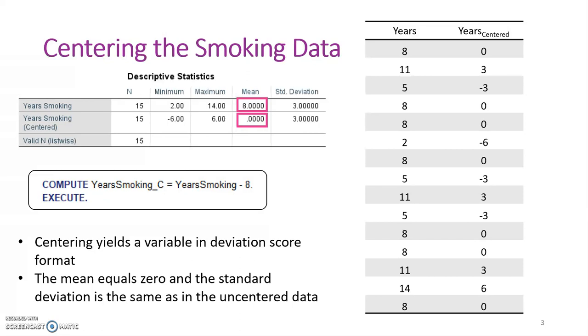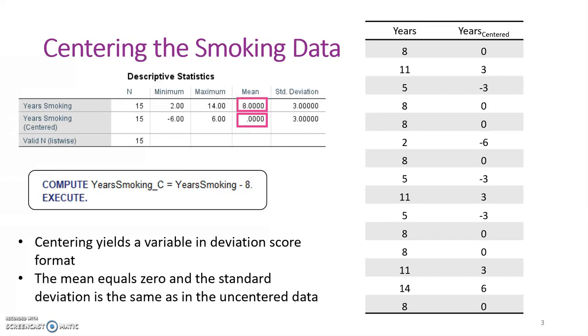Centering yields a variable in deviation score format. This means that the mean of the new deviation score variable is equal to 0, but the standard deviation is going to be the exact same as in the uncentered data. This is how it differs from standardizing a variable. We don't now have a mean of 0 and say a standard deviation of 1 or some other standard deviation. It's the exact same standard deviation, we're just changing the mean. So now a mean of 0 indicates average in the data.